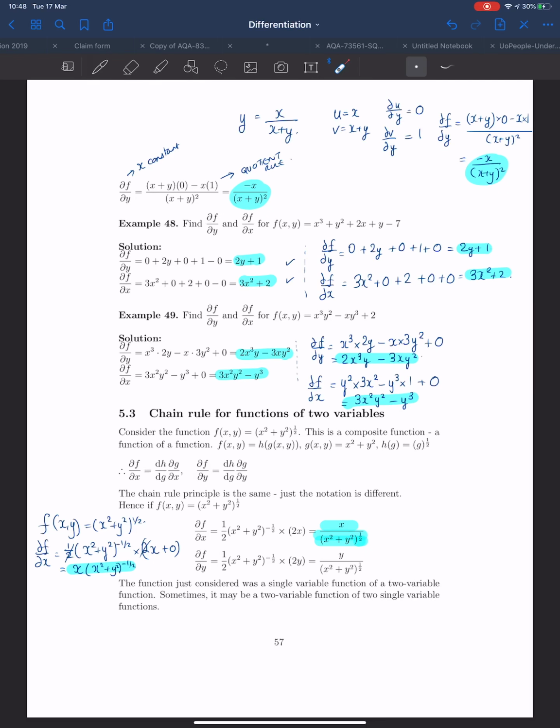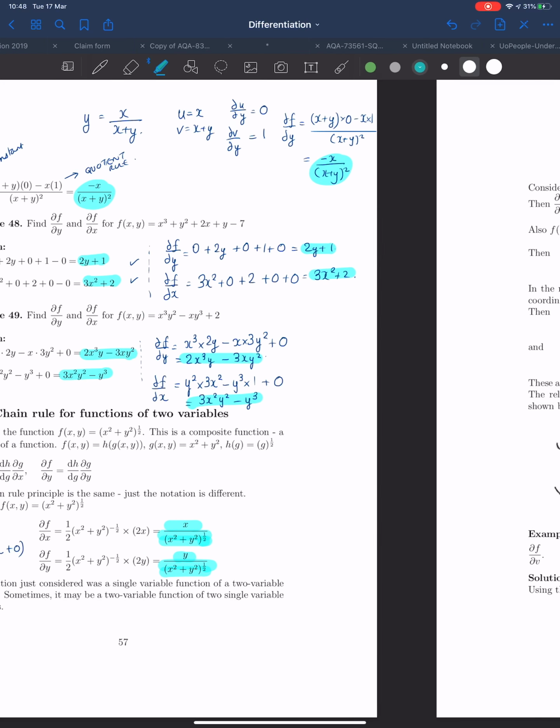So the next one, df dy. Well, there's a symmetry with this one. You can see I don't really need to write this out because it's still going to be a half, x squared plus y squared to the minus a half. But then it's going to be multiplied by 2y, and then the half's going to cancel with the 2, so we're going to end up with y over x squared plus y squared to the half. It's not always symmetry, but in that particular example, there is. Okay, let's look at the next one.